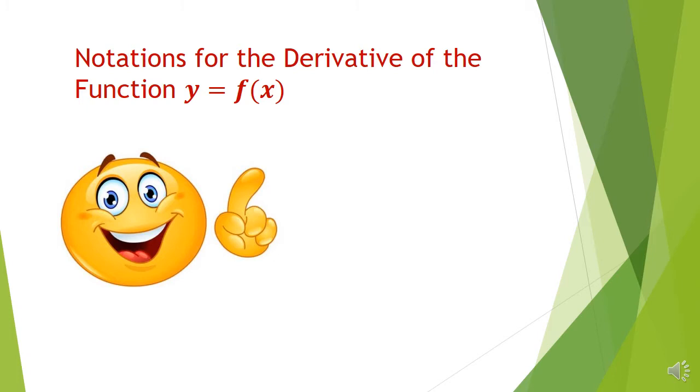We have the following. We have y prime. Aside from y prime, we have dy over dx. We also have f prime of x, given y equal to f of x. And then we have the capital D, and then y and x. This is read as derivative of y with respect to x. This assumes that x is our independent variable and y is a function of x.